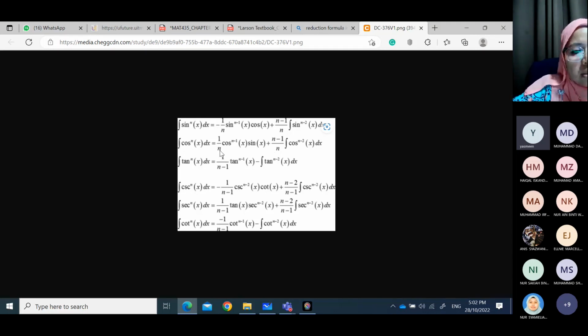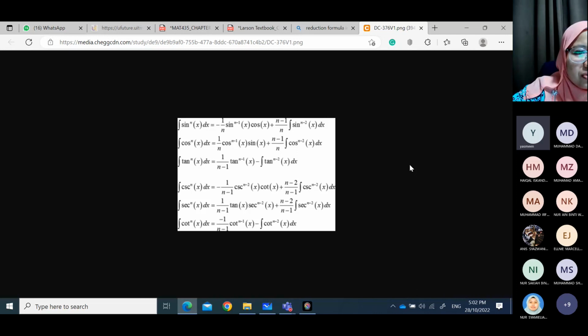So 1 over n. So 1 over 3, n dia 3. So 1 over 3 times cosine 3 minus 1 times sin x plus 3 minus 1 over 3 times integral cosine 3 minus 2. Okay. So tujuan reduction formula ni adalah untuk kita reducekan power dia. So kita boleh guna reduction formula jika power dia adalah 3 dan ke atas. Kalau power dia 2, kita gunakan identity sahaja. Kalau power dia 1, you boleh integrate macam biasa lah. Okay? Boleh?